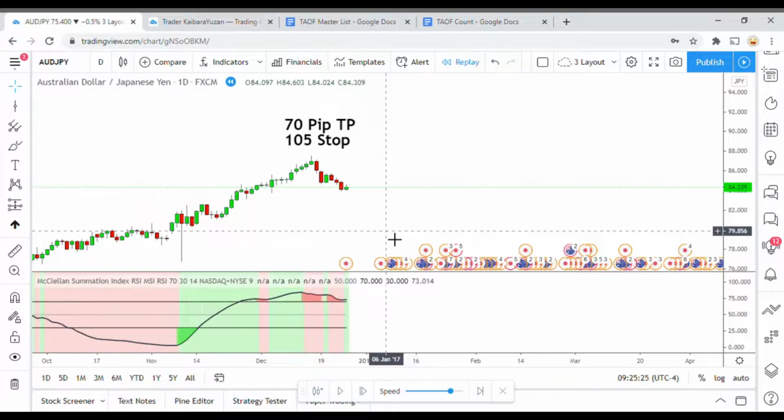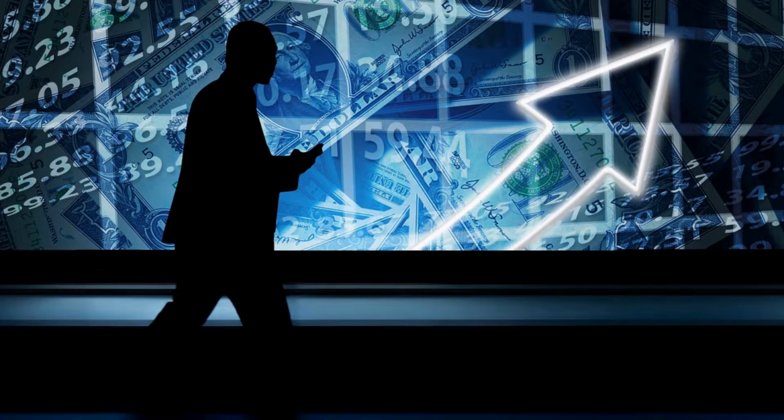Welcome back, viewers. Today we will be testing the McClellan Summation Index RSI.